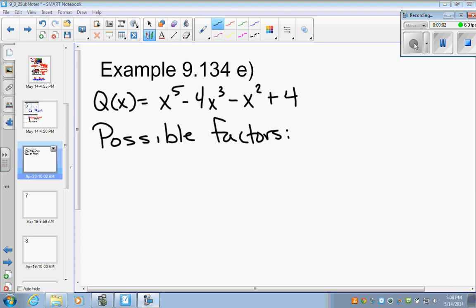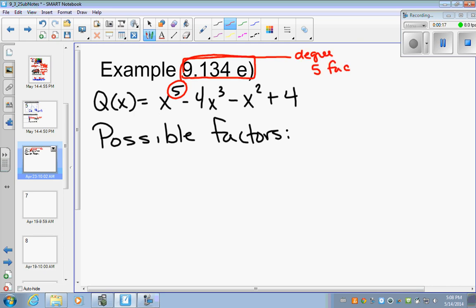All right, so the first thing that I do when I'm looking at something to factor like problem 9134E is I look, it's a degree 5. Degree 5 means that it's either going to have 5 real factors, it might have 4, 3, 2, or 1. There's no way for it to have 0. So I'm looking for that many real factors.